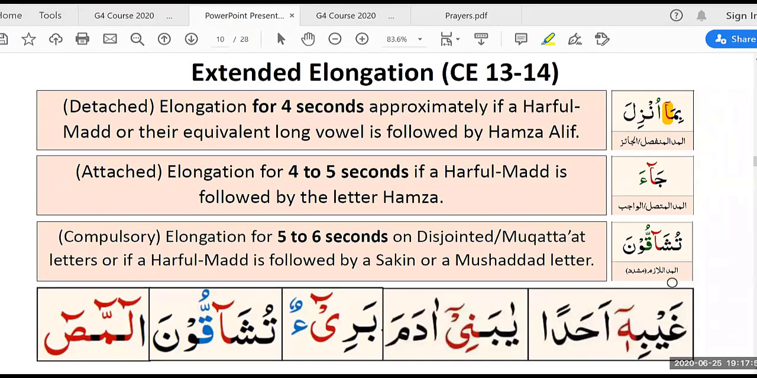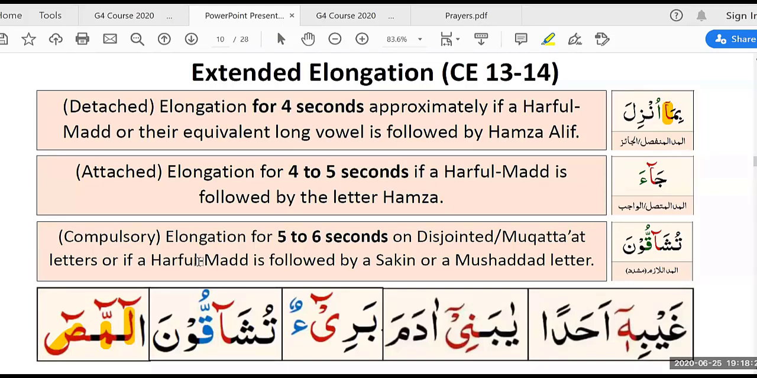The last one is Al-Maddul Lazim. This is one of the categories of extra long stretch, and this is known as compulsory elongation. This should be prolonged for 5 to 6 seconds on disjointed letters or haruful muqatta'at, as you can see in this last example. Each of these haruful muqatta'at is going to be 5 to 6 seconds long.